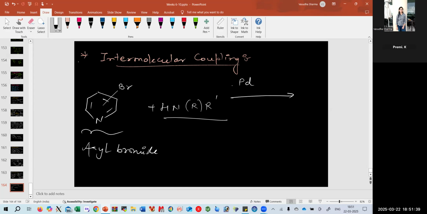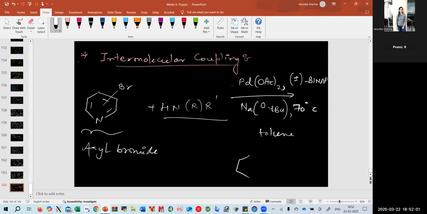Now in this case we have palladium acetate, and there is BINAP, which is your parallel ligand, in the presence of sodium tertiary butoxide, 70 degrees Celsius and in toluene medium. This is your base, this is your parallel ligand, this is your catalyst. Now what we expect is, wherever the bromine is, at any position, at that position you end up having an R amine. So this is where the retention of the configuration is going to happen in intermolecular reactions.